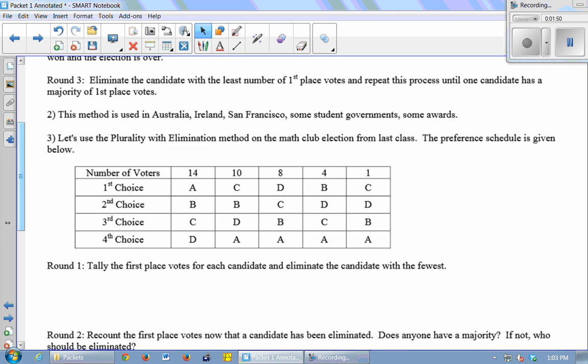We'll do an example. I think it'll be much clearer. We're going to use the plurality with elimination method on the same math club election that we did last class. If you remember, when we did the plurality method, A won, and when we did Borda count, who won? B, I think. Yeah, B won with Borda count. So now we're going to do the same election with plurality with elimination.